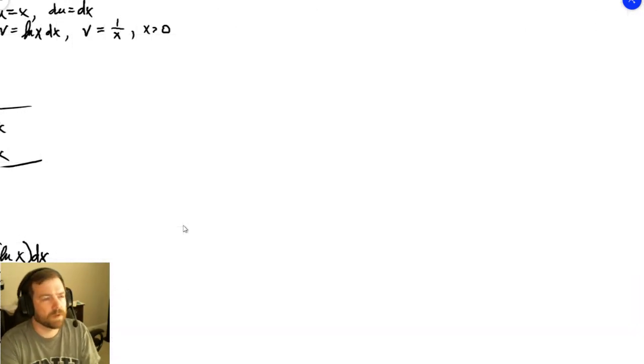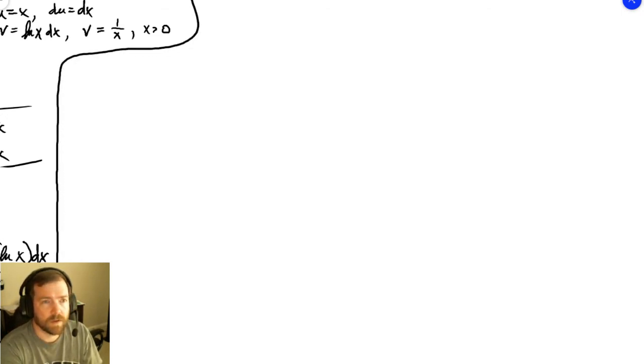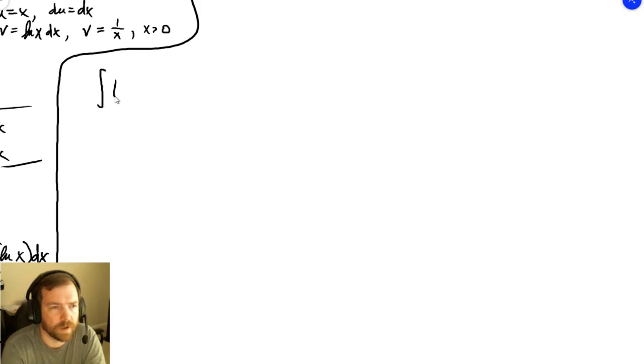Another example that has been done before. Another example might be something like take the integral of t to the third times e to the t to the third dt.